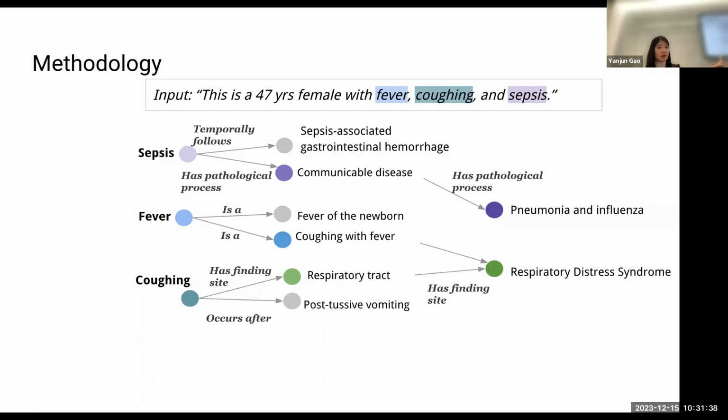Here, pneumonia and influenza or respiratory distress syndrome are the most likely diagnoses given these patients' problems because they're more relevant to the input. They're also connected through this knowledge path.